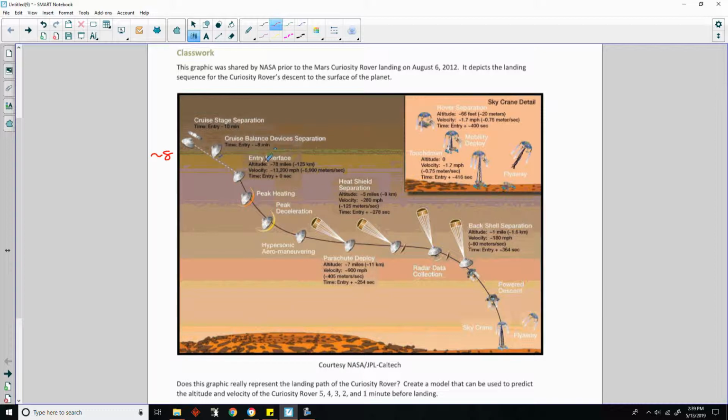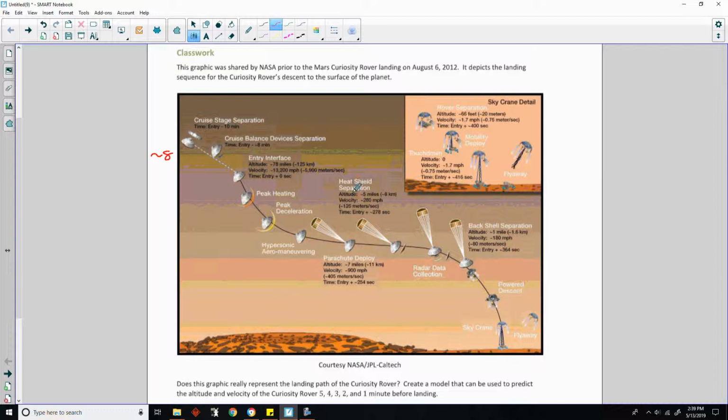Entry interface, altitude approximately 78 miles or 125 kilometers. The velocity was approximately 13,200 miles per hour. Time entry plus 0 seconds. And then peak heating. When something enters an atmosphere, there's resistance, and then that creates heat. Peak deceleration, and then hypersonic aero maneuvering.